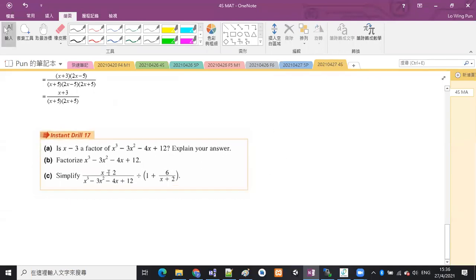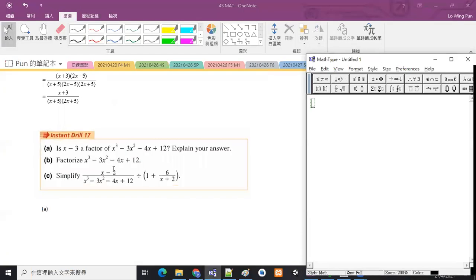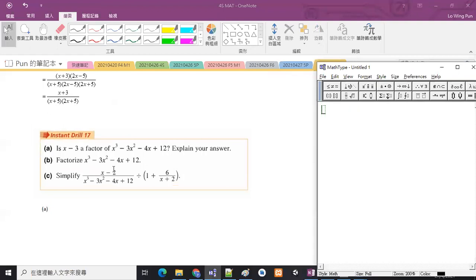So this one looks like a long question, the kind of question you see in exams. There are parts A, B and C. Part A: is x minus 3 a factor of this? Explain your answer. To check whether something is a factor, what do we do? Let f(x) be x cubed minus 3x squared minus 4x plus 12. And then we need to check whether f(3) is equal to 0 or not.